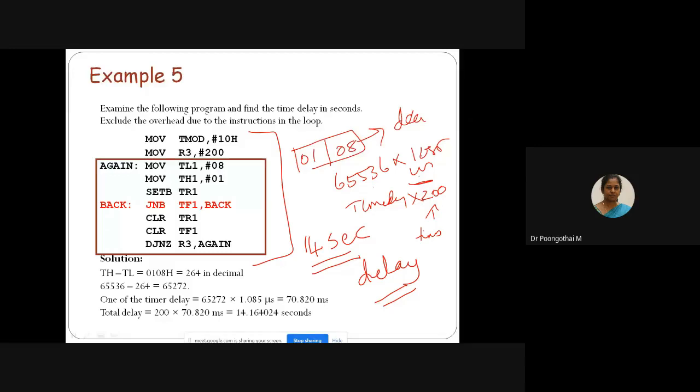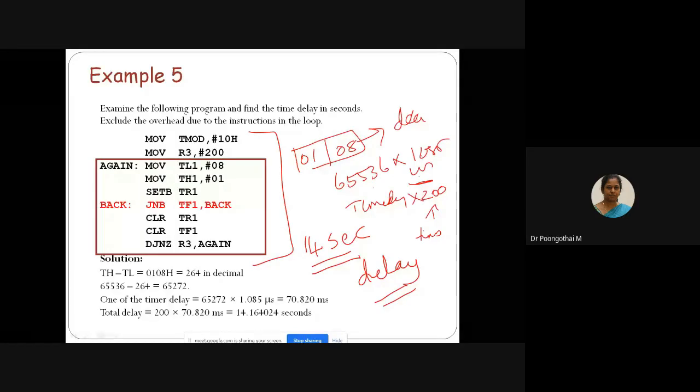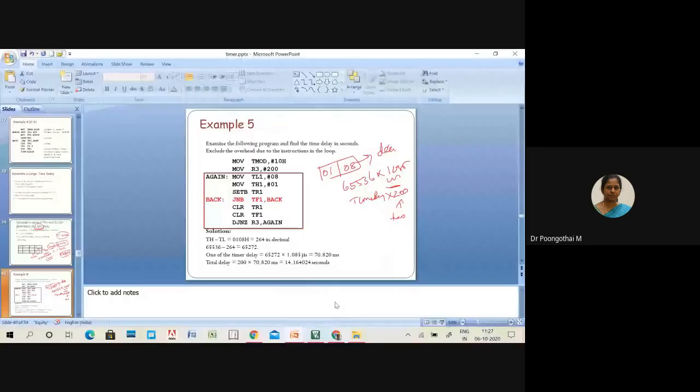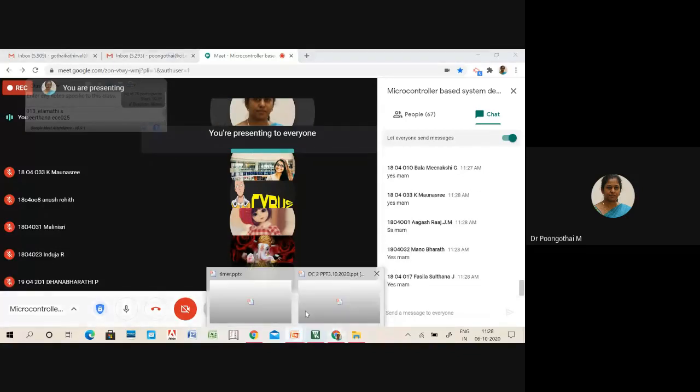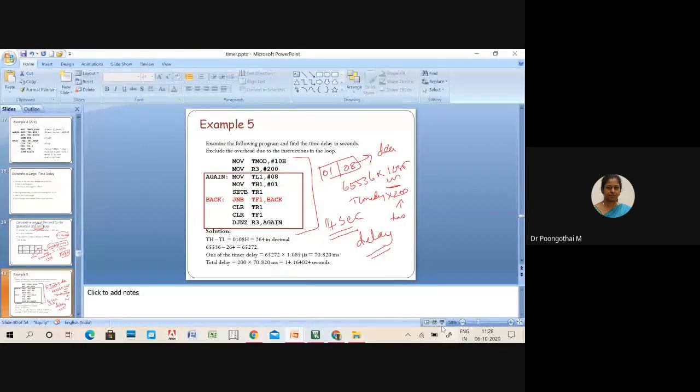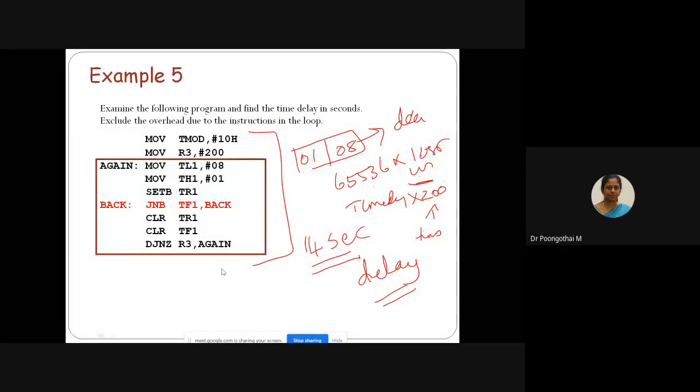So using timers, we can generate a large amount of delay also. That is the important point involved in this exam. All of you getting this answer? Yes or no? 14.16. Remaining students, please note down the answer. In most real-time applications, we use this logic in order to generate a large amount of time delay.